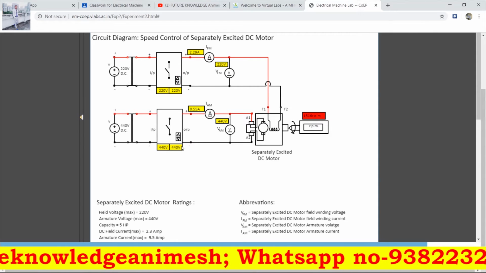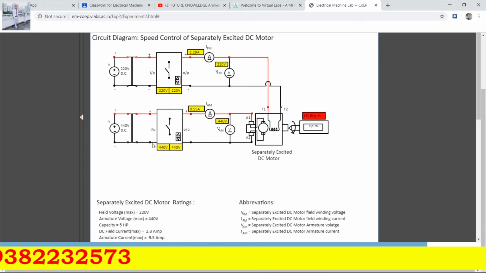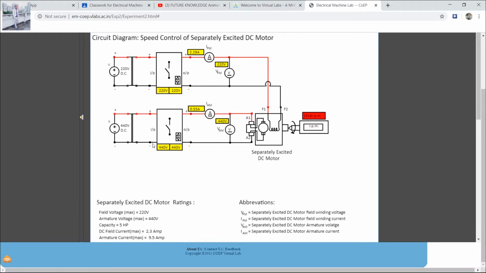Next, how will we control the field control method of this experiment? At first, keep armature voltage constant at some value and reduce the voltage applied to the field of the motor. Observe the speed readings on the tachometer. Next, as we go on reducing field voltage in steps, the speed of the motor will go on increasing. The relation observed is inversely proportional.